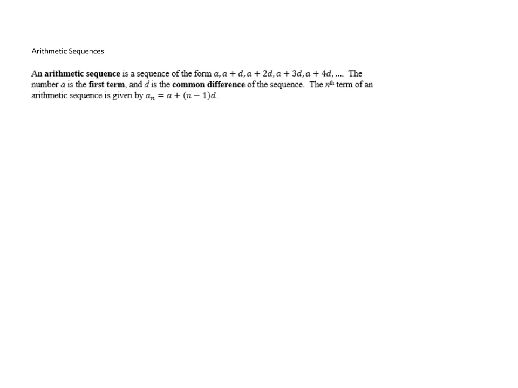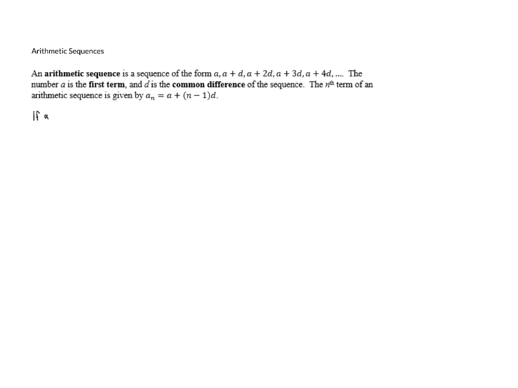The nth term of an arithmetic sequence is given by the formula a sub n equals a, the first term, plus n minus 1 times d, the common difference. Let's take a look at a couple of examples.